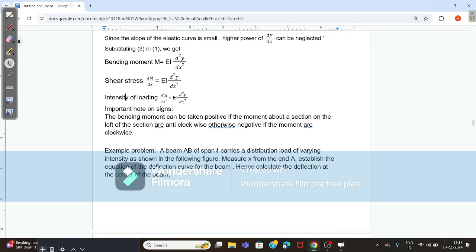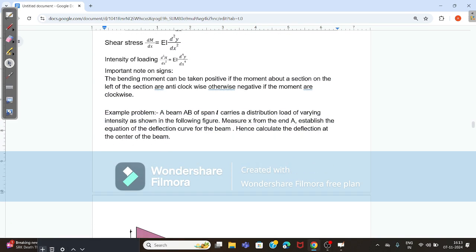Important note here: the bending moment can be taken positive if the moments about a section of the forces to the left of the section are anti-clockwise, otherwise negative if the moments are clockwise. If the moment is in the anti-clockwise direction, you have to take it as positive. If the moment is in the clockwise direction, you have to take it as negative.